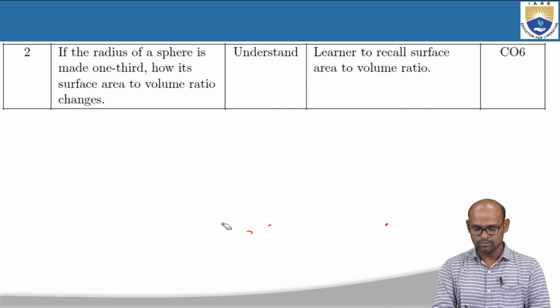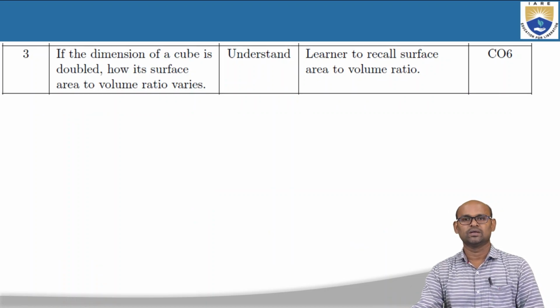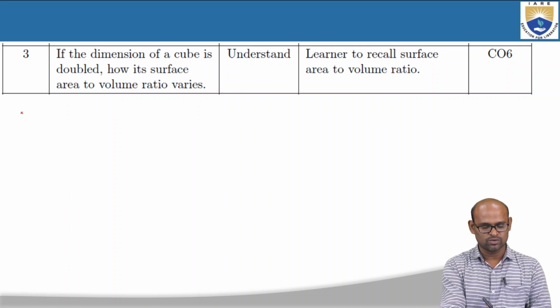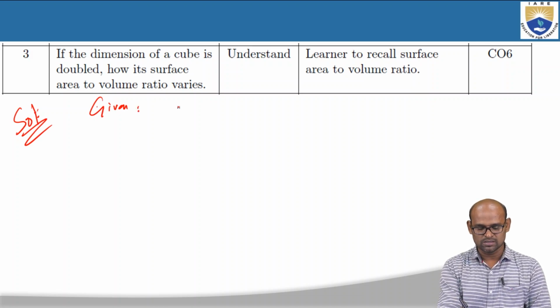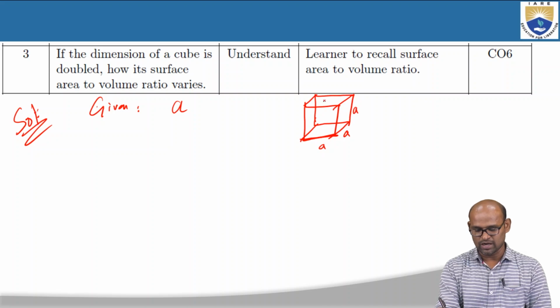The third problem is: if the dimension of a cube is doubled, how does its surface area to volume ratio vary? If the dimension of a cube is doubled, how does its surface area to volume ratio change? So given a cube, the length of each side is doubled.